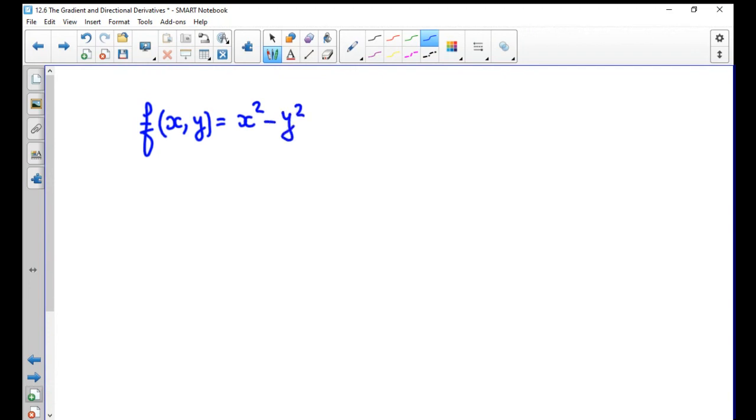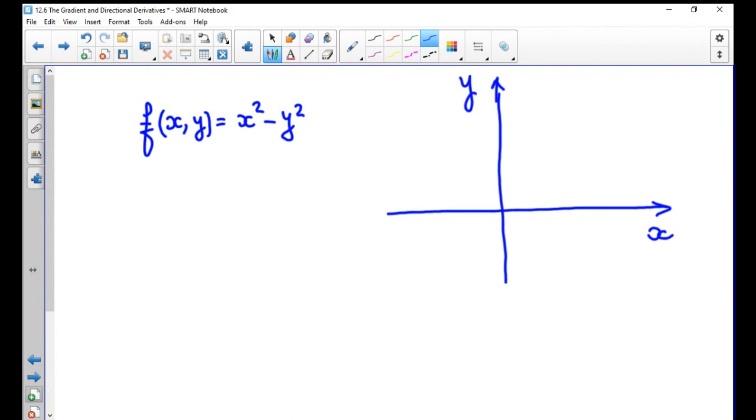What is the domain of this function, by the way? Where is it defined? The whole of R squared, yeah? The whole of the plane, x in R, y in R, so it's defined everywhere on the plane. Suppose you want to find its value, for example, at the point (1, 2).